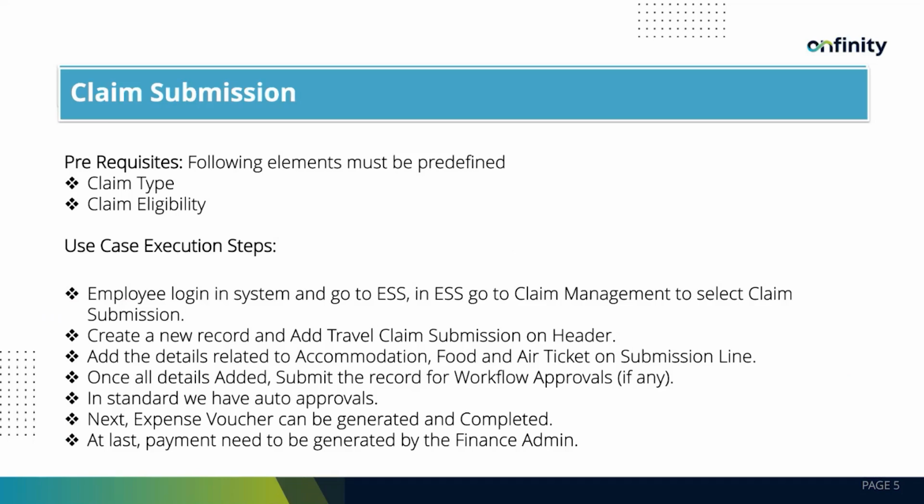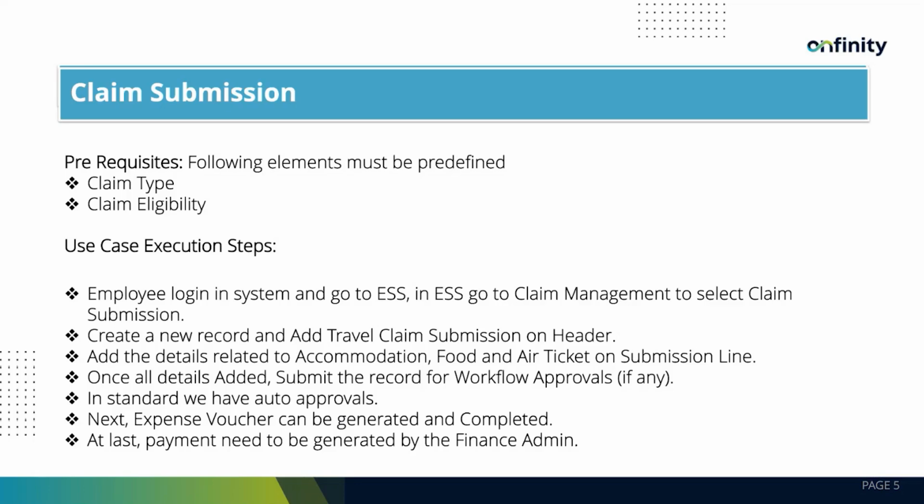Here's how to execute the use case. Before executing the use case, ensure the following prerequisites are defined in the system: claim type and claim eligibility. Now let's go through the steps for execution. First, the employee logs into the system and navigates to ESS. Then, in ESS, go to Claim Management and select Claim Submission.